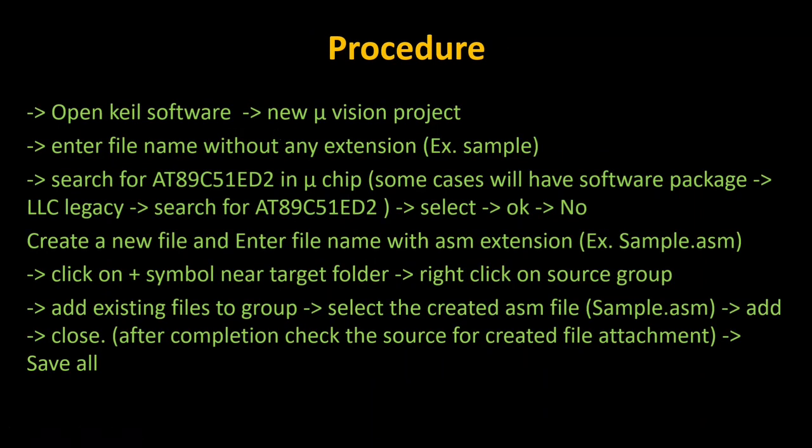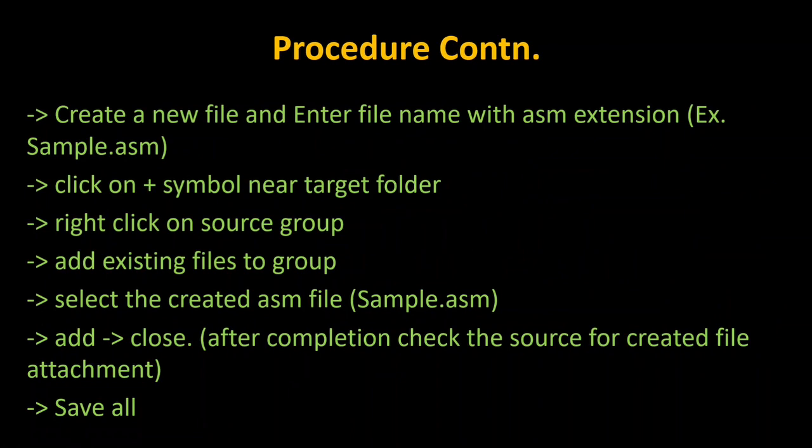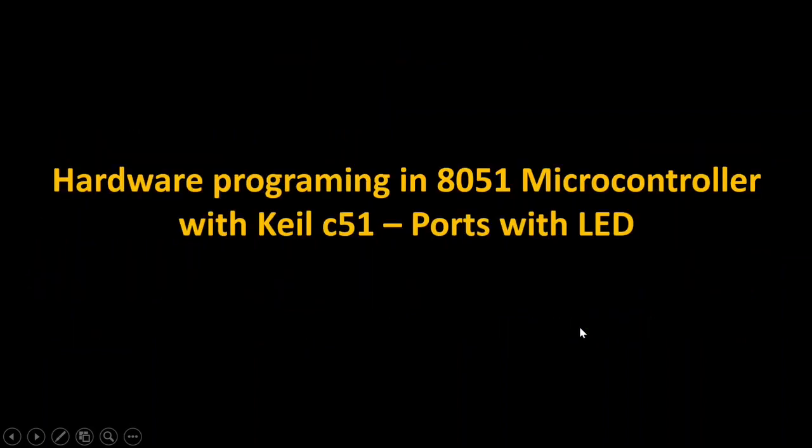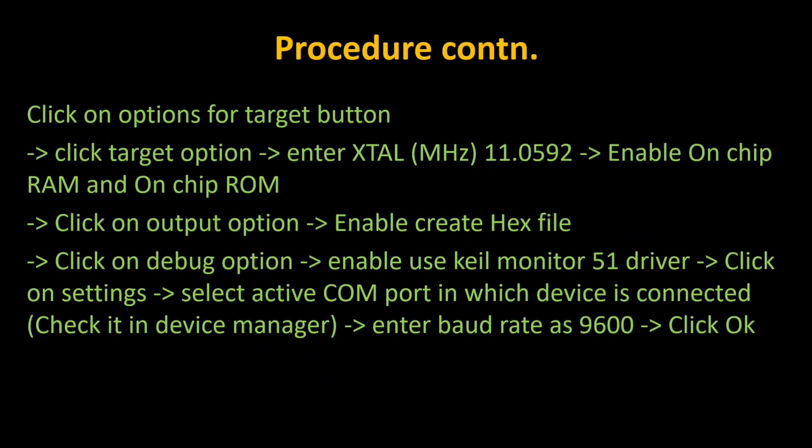A detailed procedure, all these things we know. This is going to be the same as your normal programming. After this, these are the things you have to do. Click on options for target, enter your clock frequency, enable your on-chip RAM and ROM. After that, click on the output option, enable create hex file. Click on your debug option, enable use Keil monitor 51. Click on settings, select your active COM port in which your device is connected. Check it in your device manager. And after that, enter the baud rate to be 9600. Click OK.